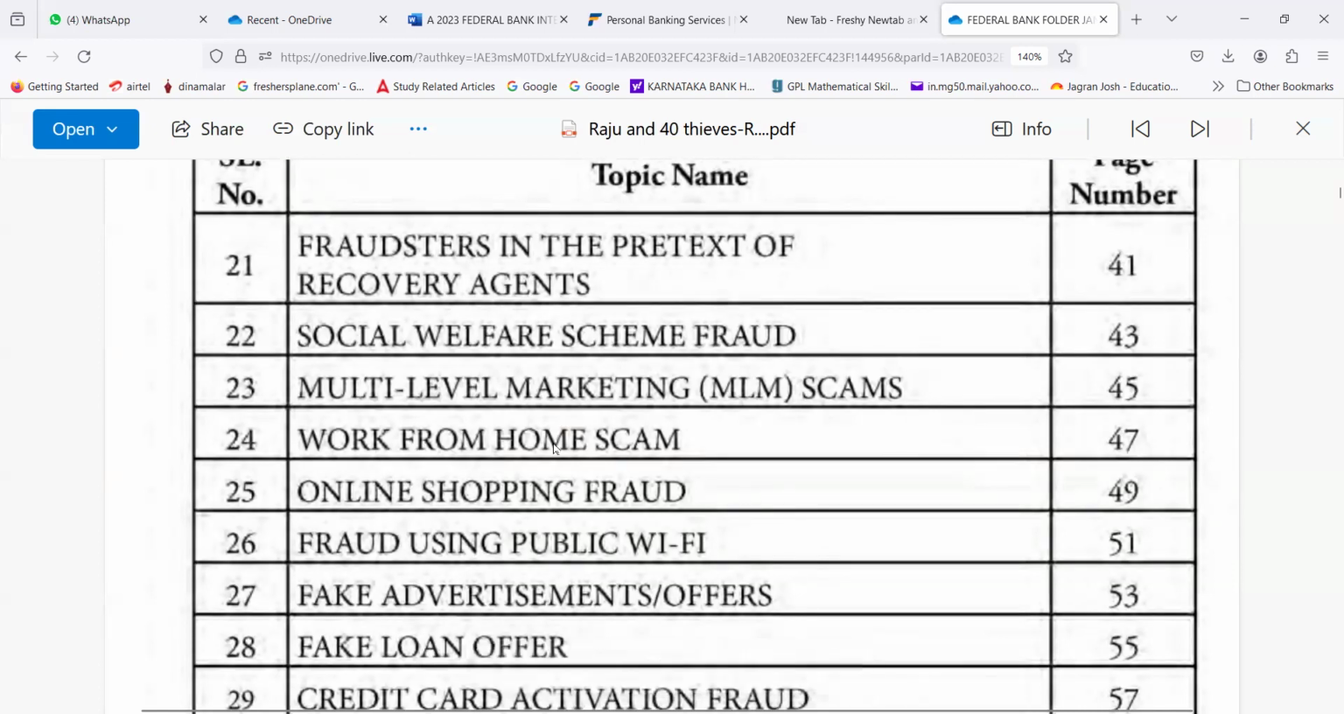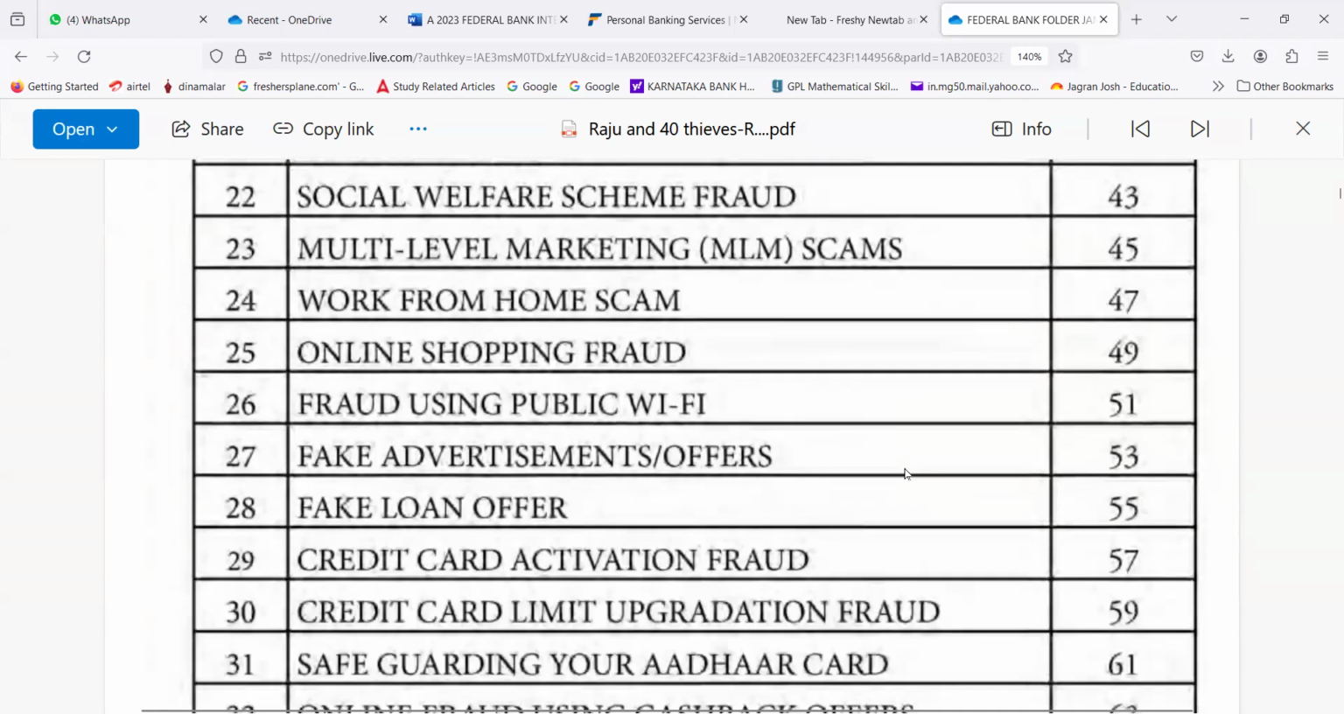But that is not the social welfare scheme fraud. Social welfare scheme fraud may be something else. For example, the 1,000 rupees for women: they say, "You have applied, madam. There is some problem. Kindly tell me your OTP," and so on. They will take the details and take away the money. Continue. 23, multi-level marketing scams, MLM.